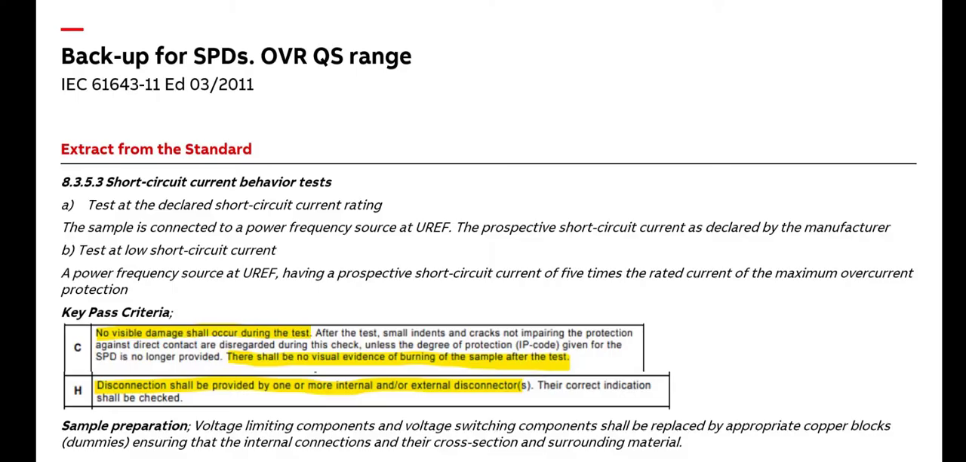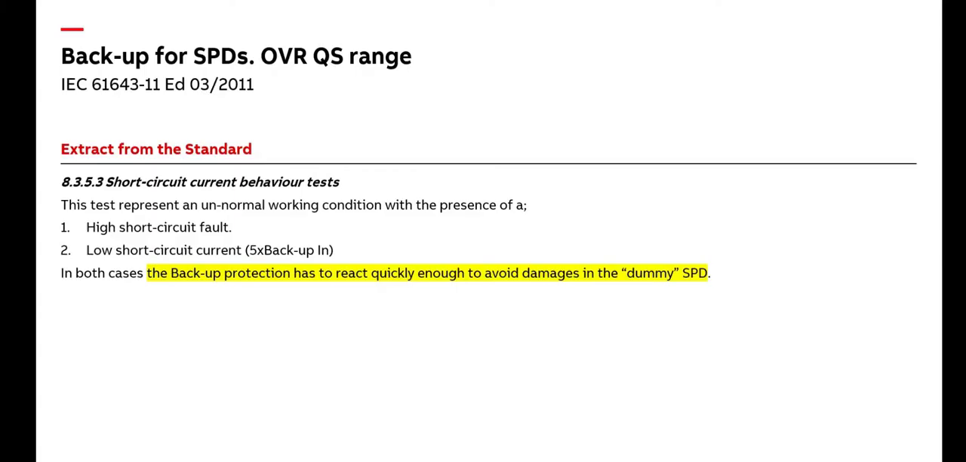These last tests are performed with the highest level of short circuit current we declare for the products, that's what we call the ISCCR, as well as with a low value of current. The rules to define this current are in the standard. In both cases, in this end-of-life test, the key pass criteria is the disconnection of the backup device within the time defined by the standard, 5 seconds, and without any visible damages on the SPD samples tested.